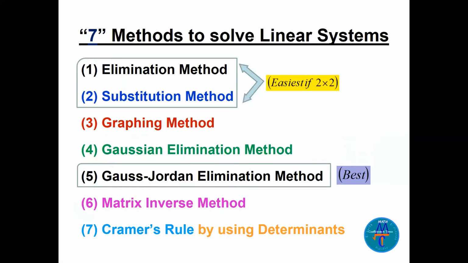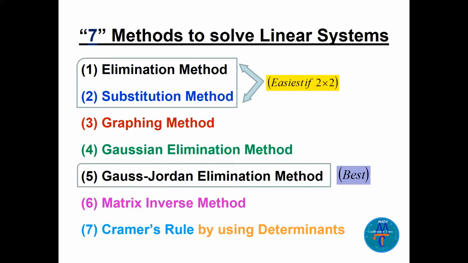Here I'm listing the 7 different methods just by name. Method number 1, elimination method. Maybe you have seen it, you know it. Second method is substitution method. These are easy methods. I said here easiest if this is 2 by 2. If you have 3 by 3, 4 by 4, 5 by 5, there are better methods. Method number 3 I will consider here is the graphing method.